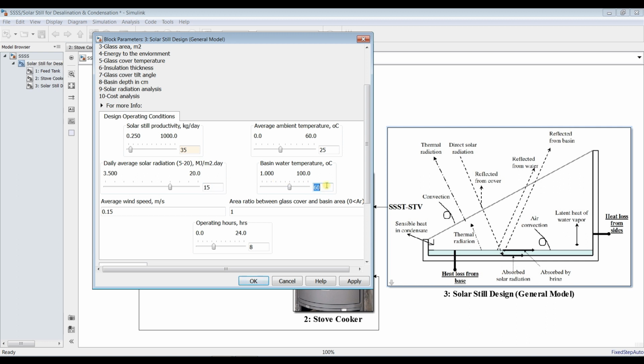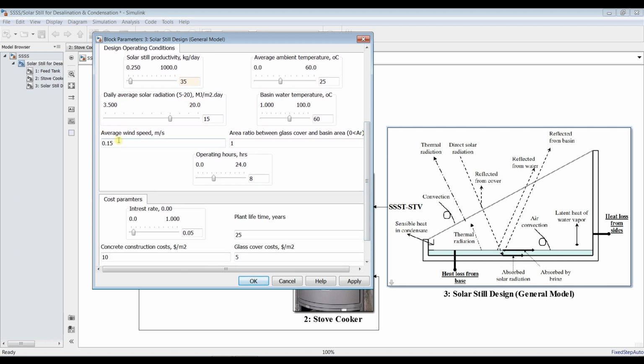Basin temperature: what is the temperature inside, the temperature of the brine? Suppose I'm going to use the stove. I think it's around 50, 55, 60 degrees Celsius. I think this is quite normal. You can address the effect of this. Average wind speed: what is your average wind speed in your local area?